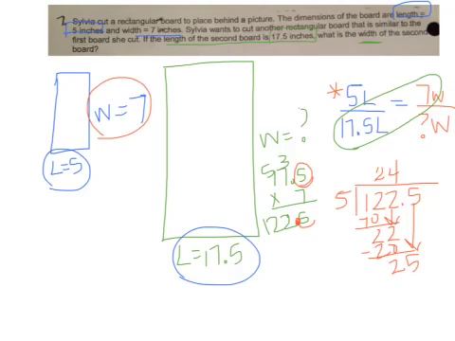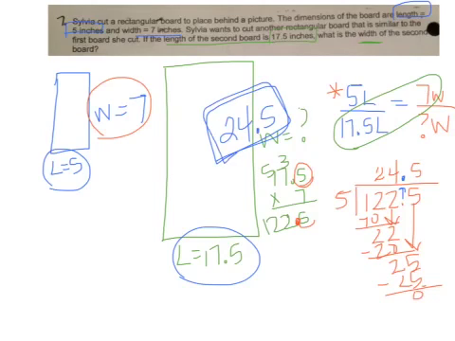Now before I put my answer up, I have come across the decimal point. So I'm going to move it up in my answer. 5 times 5 is exactly 25. So now I have nothing left. So the other width that I did not know is 24.5 inches. That is my missing width for the other rectangular piece that she wants to cut.